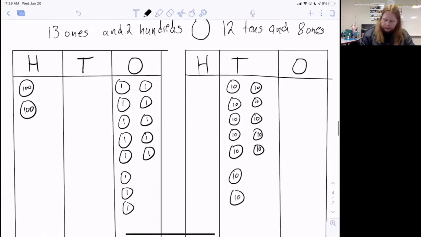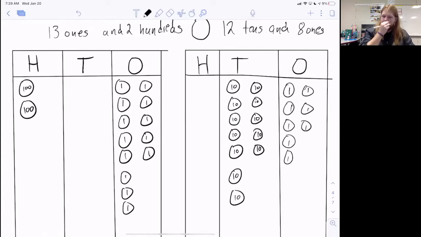But over here, I need 8 ones. So we have 1, 2, 3, 4, 5, 6, 7, 8. Notice I'm filling them out like a 10 frame. I'm having 5 and 5 together. And then when I get the 5 and 5, I'm starting a new row. And that's because I want you to see that there are tens, and tens are easier to convert.